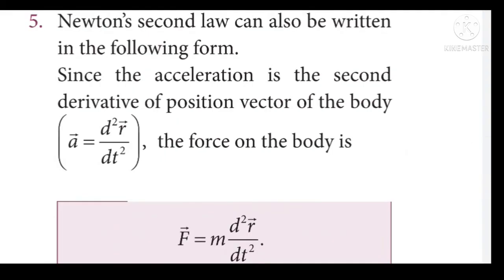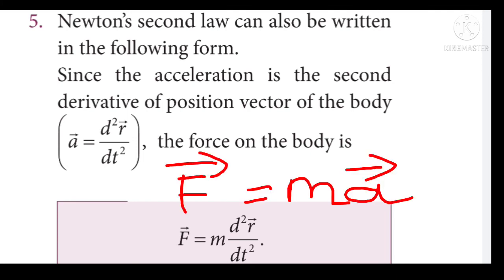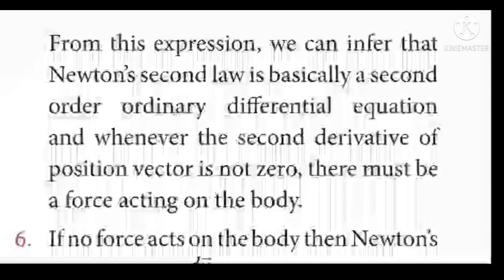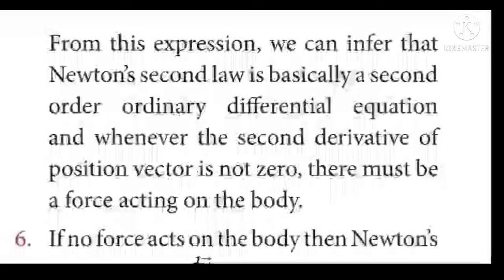See the next point. In this point we can see another form of Newton's second law. See the Newton's second law equation. F vector is equal to m into a vector. Here a vector is replaced as what? d squared r vector divided by dt squared. So F vector becomes what? m into d squared r vector divided by dt squared. From this expression, it is understood that Newton's second law is a second order ordinary differential equation. And whenever the second derivative of the position vector is not zero, there must be a force acting on the body.